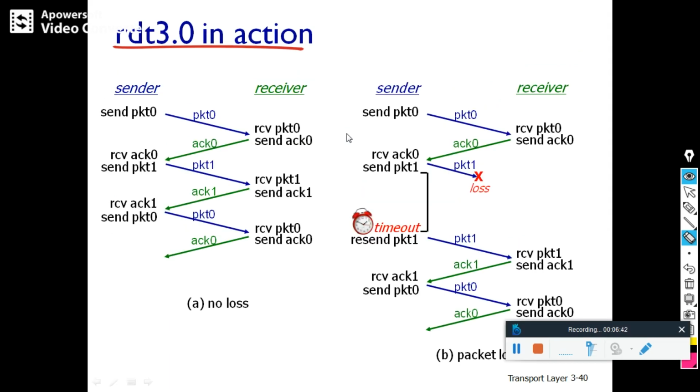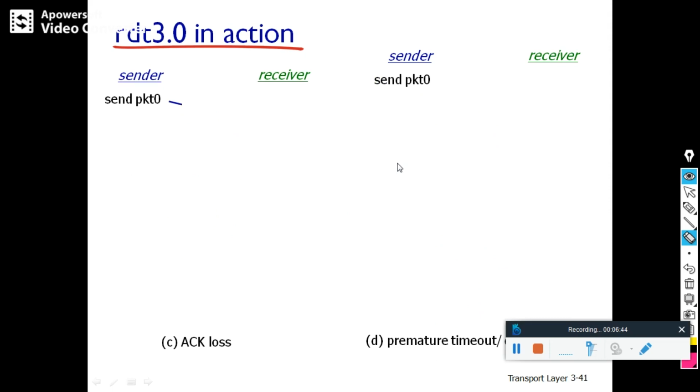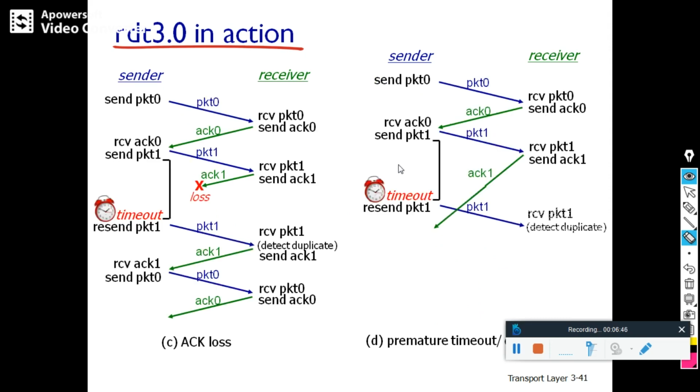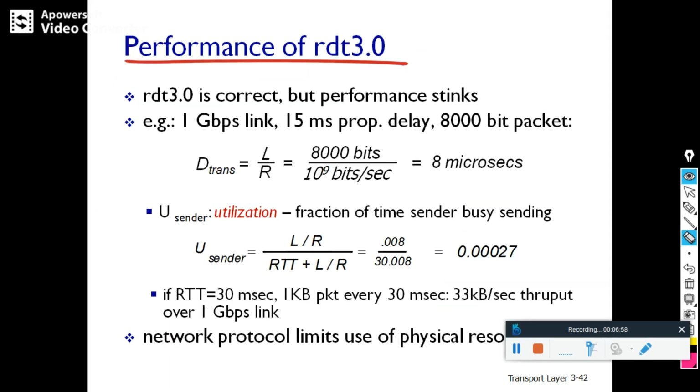One is no loss, second is a packet loss, third is an acknowledgement loss, fourth is an acknowledgement on the way. It got delayed a little bit, but it still results in a duplicate packet. So this is this one. Now, we have to see the performance of RDT 3.0.